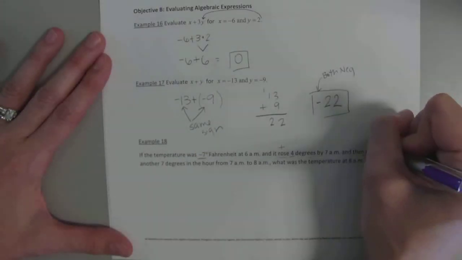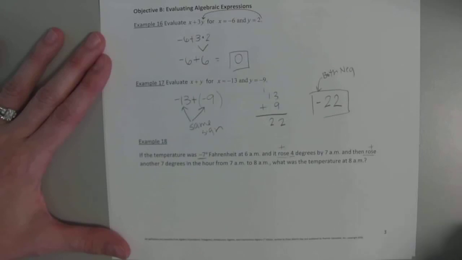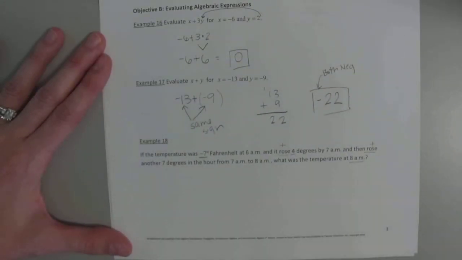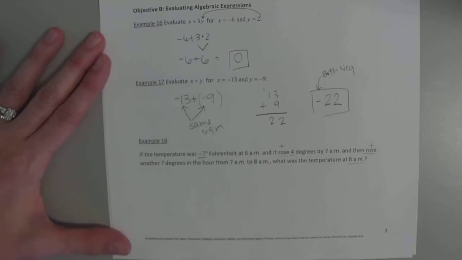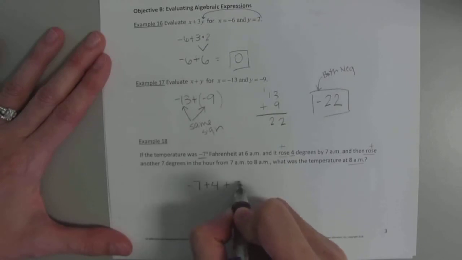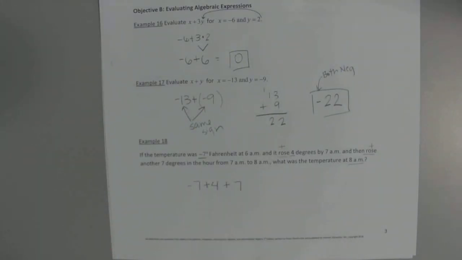And then it rose another 7 degrees. So what are we going to do? Add 7 more. From 7 to 8, what was the temperature at 8? Okay, so what temperature did we start at? Negative 7. And then how much did it rise at first? 4. And then how much more did it rise? Plus 7.